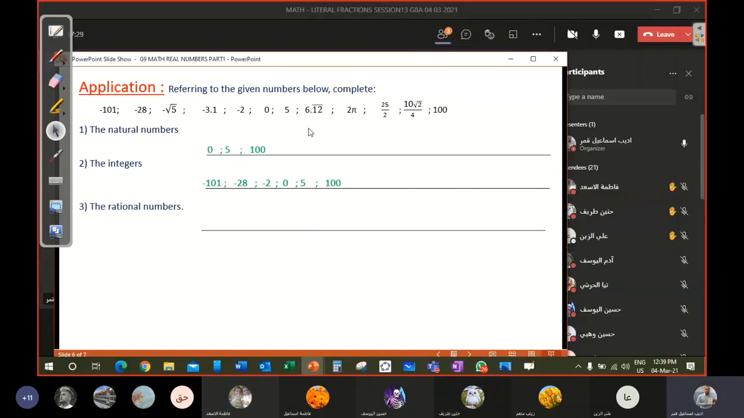The rational numbers is a set of numbers that consists of integers plus the decimal and periodic numbers. I repeat, the rational numbers consists of all the integers plus the decimal numbers and the periodic numbers.